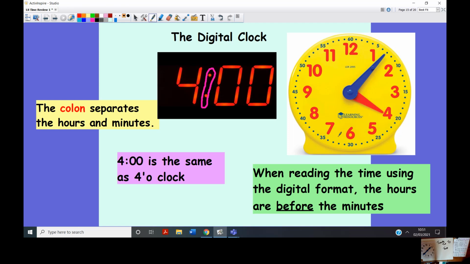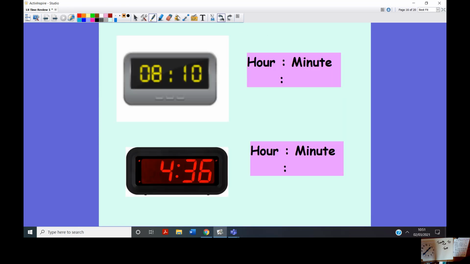So for example, if your minute hand was here and your hour hand was here, it is still in the hour of 6. So that would be 6:40. We don't say 20 to 7 because we always say the hour first in a digital clock.